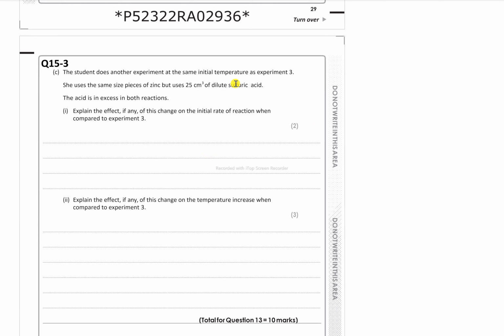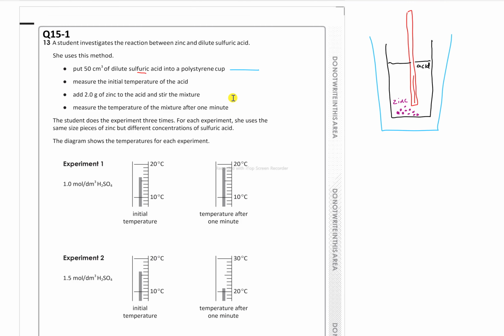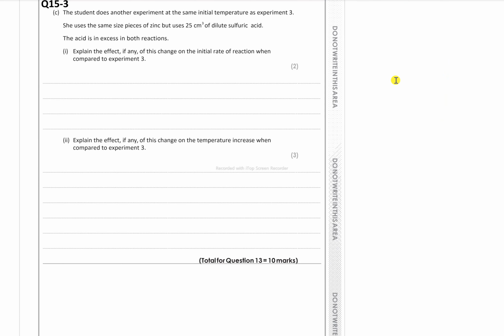Right, the student does another experiment at the same initial temperature as 3. She uses the same size but uses 25 centimeter cubed. So they use 50 here. Okay, so they've used 25. So understand that. Look, the initial one was 50 centimeter cubed. This one is 25 centimeter cubed. The student does another experiment, right? Okay, in excess, both. So explain the effect, if any, on the initial rate of reaction.